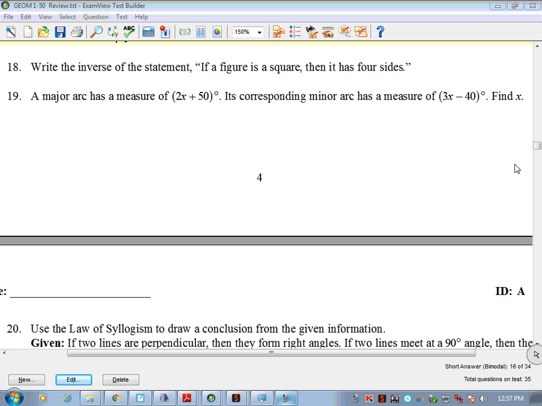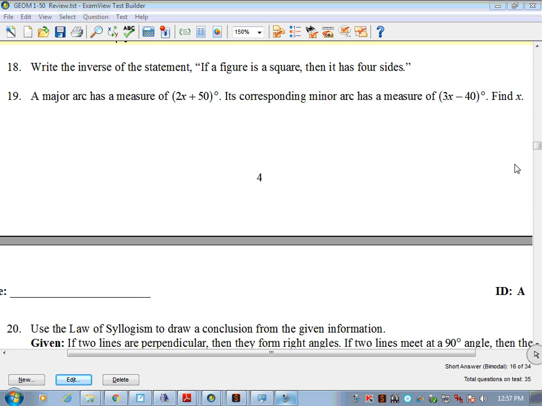All right, does anybody want to try giving me the actual answer? Okay, Marissa, for everyone to hear. Yes, actually number 18. If a figure is not a square, then it doesn't have to have 4 sides. Perfect.